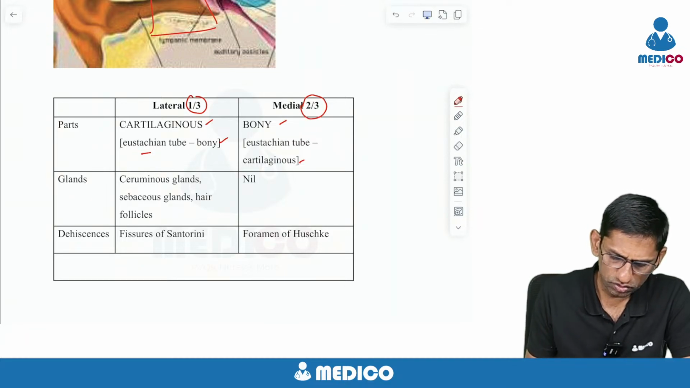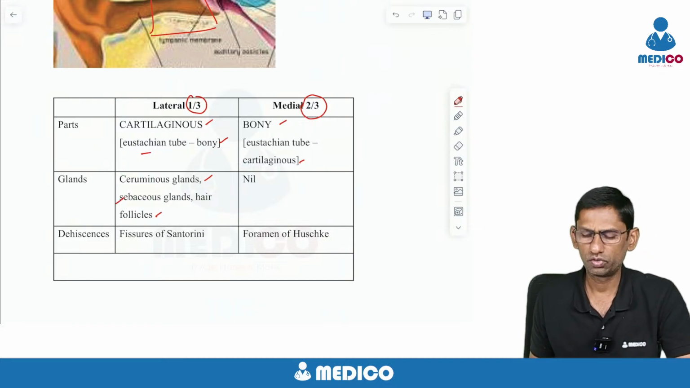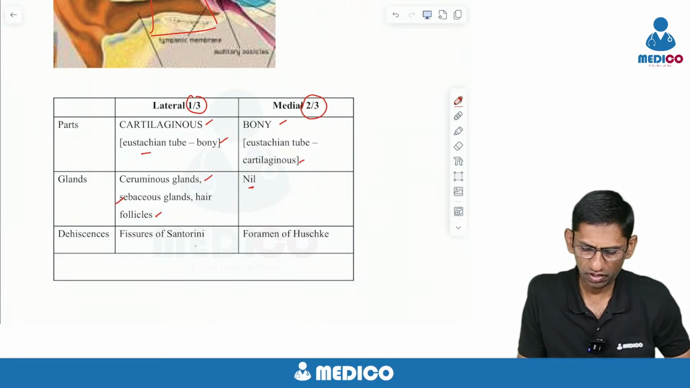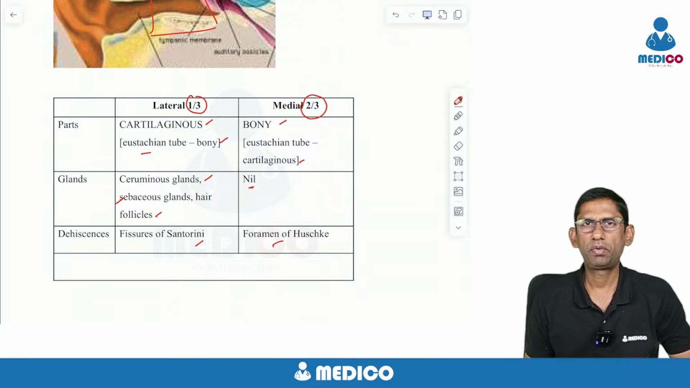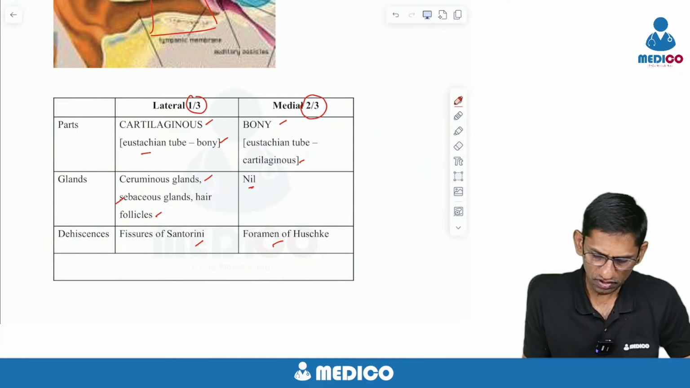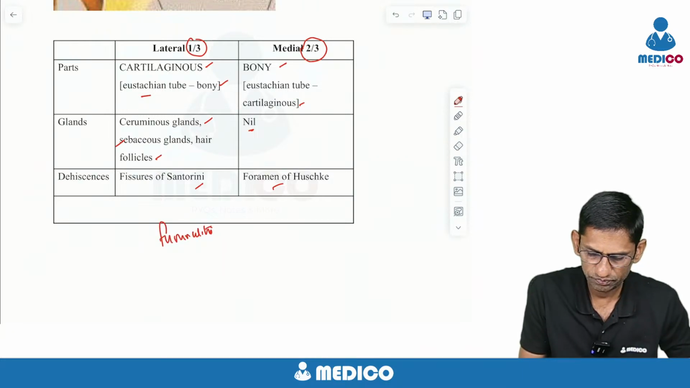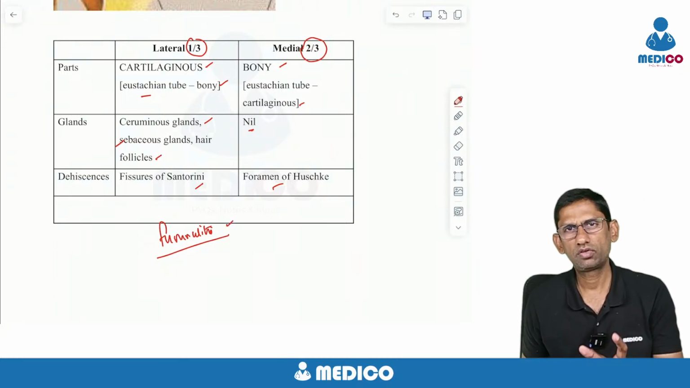And this lateral 1/3 only contains the ceruminous glands, wax glands, sebaceous glands, hair follicles, and all those things. There is no gland in the medial 2/3. And dehiscences, we have two kinds of dehiscence in both the cartilaginous and the bony part. And the MCQ point here is, in which part of the external meatus will you get furunculitis? That is a usual MCQ.